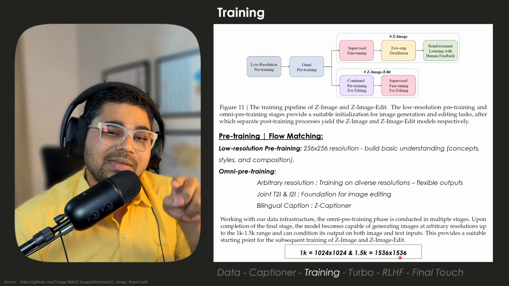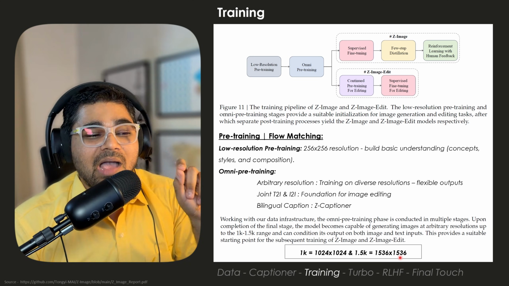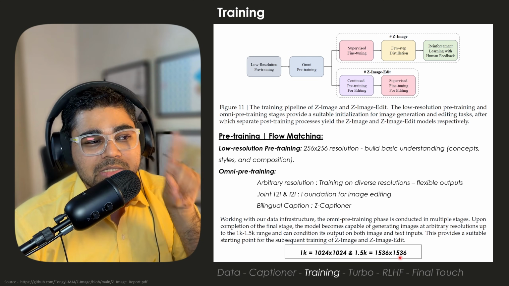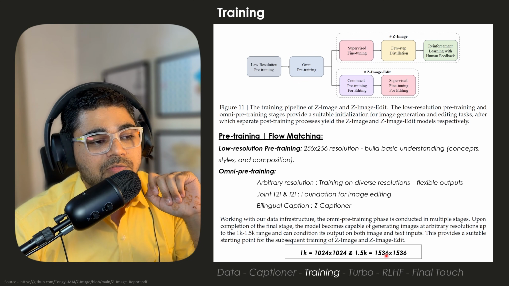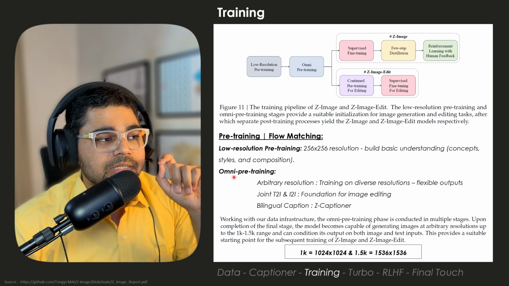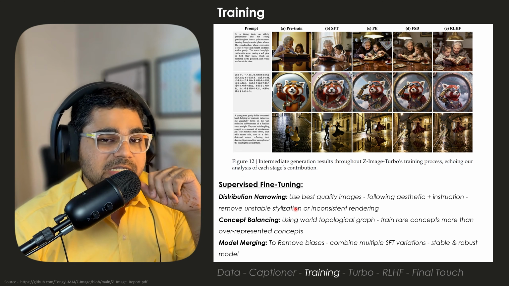That is another reason why I love to read research papers, even if I don't understand them 100%. Now I know the resolution at which this particular model works. So you are okay if you add resolution between 1024 and 1536. So this is what is happening in this Omni pre-training. The next stage is going to be supervised fine-tuning.